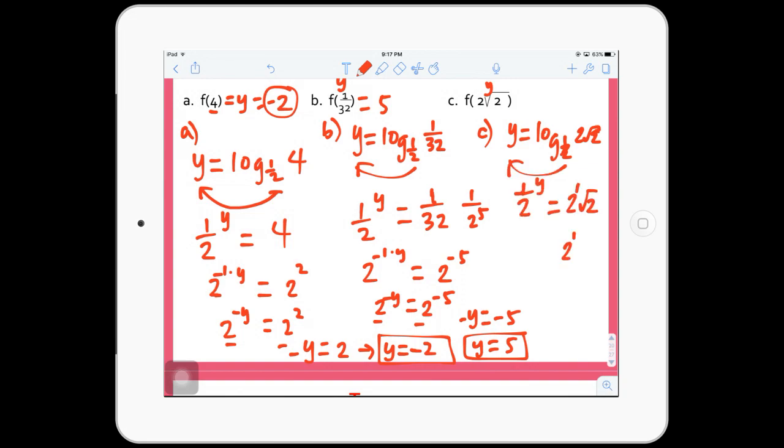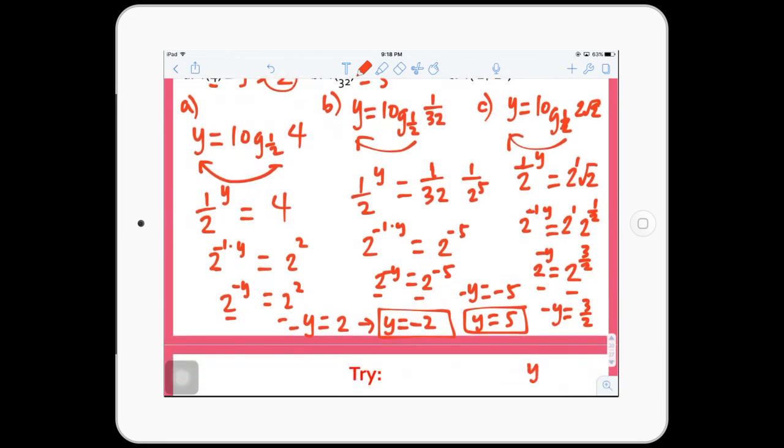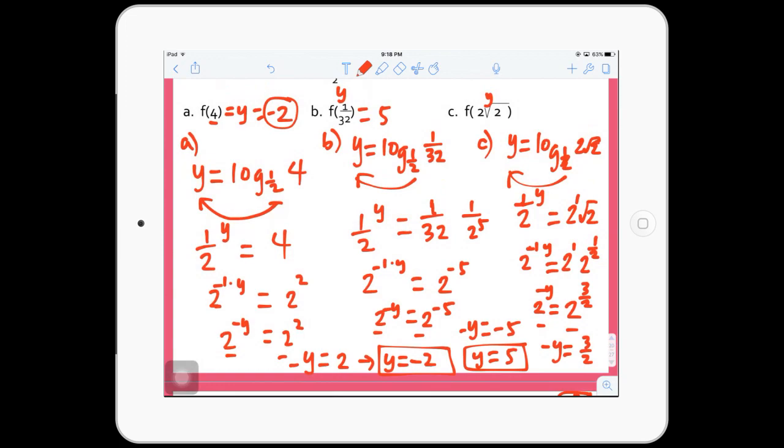Together, that's going to give us 2 to the 3/2 power, and 2 to the negative 1 on the left times y gives us 2 to the negative y. And again, because the bases are equal, the exponents are the same, and therefore it gives us the answer of y equals negative 3/2. So those are the answers evaluating the logarithm with a given x.